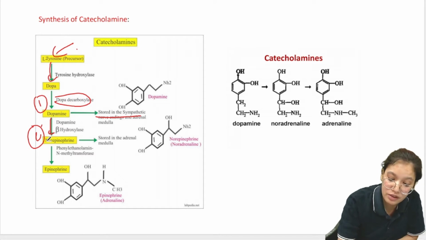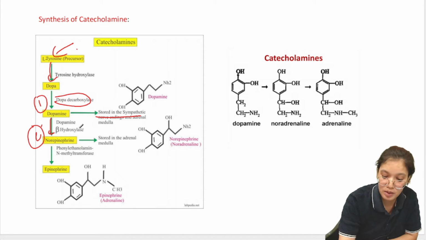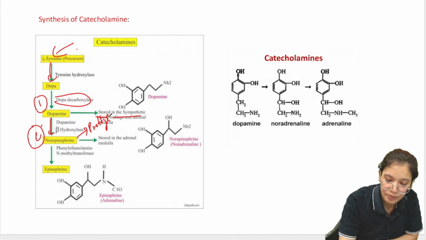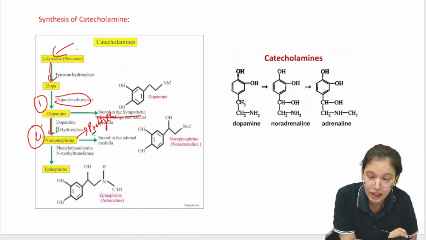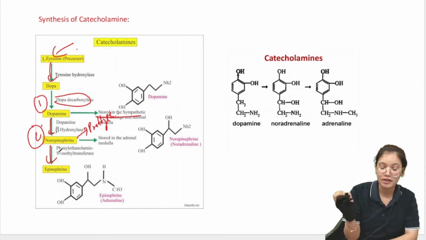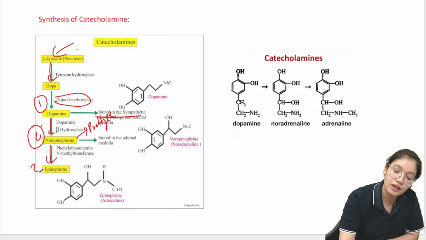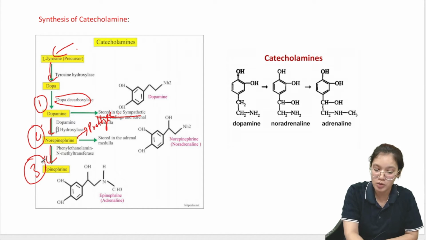Dopamine, in the presence of the enzyme dopamine beta hydroxylase, forms norepinephrine. Norepinephrine is the second type of neurotransmitter naturally synthesized in our body, and it is also called the prototype one. Norepinephrine, in the presence of the enzyme phenylethanolamine N-methyltransferase, forms epinephrine, the third type of neurotransmitter naturally synthesized in our body.